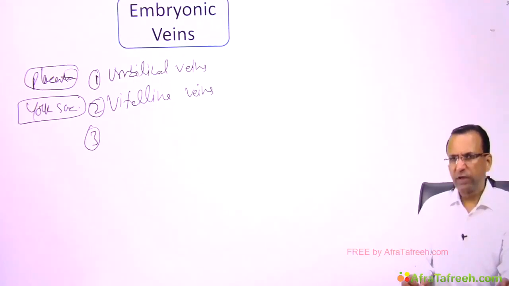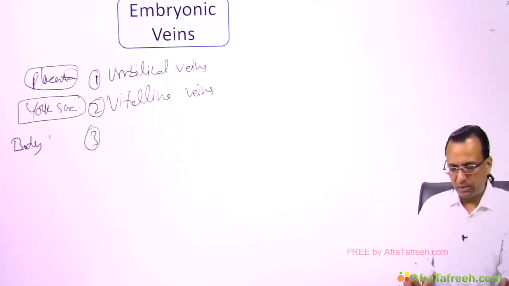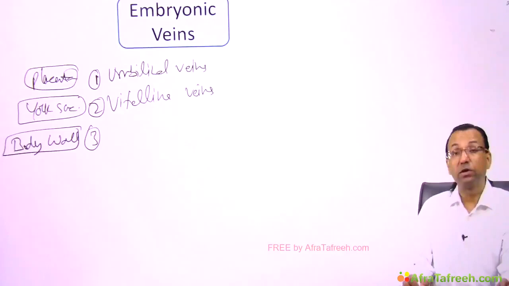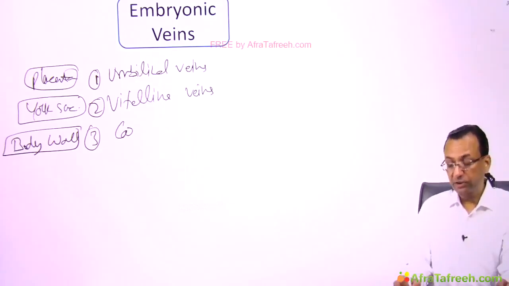Can you tell me what the body wall will send? Body wall, you mean to say somatic body wall? Yes, somatic body wall. What will they send? I think inferior vena cava, superior vena cava. No, that is adult. Superior vena cava, inferior vena cava are in the adult; in the fetus they are cardinal veins. Yes, correct.